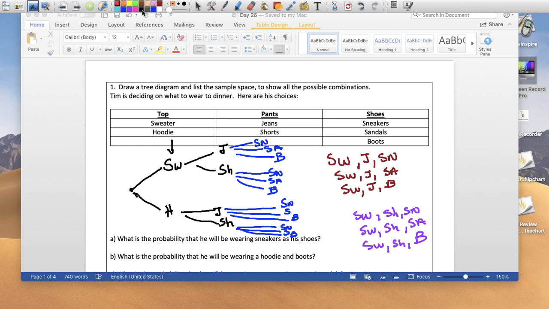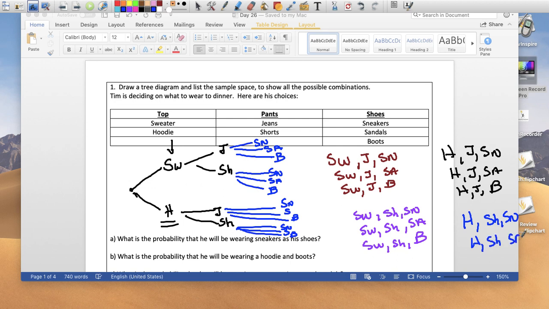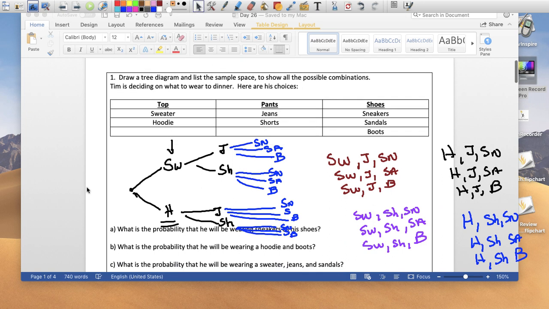Pick another color. Let's pick black here. And at the bottom, we're doing this one. You can have a hoodie with jeans and sneakers, hoodie, jeans and sandals, hoodie, jeans, and boots. And lastly, you can wear hoodie, shorts, and sneakers, hoodie, shorts, and sandals, hoodie, shorts, and boots. So those are all my choices. And I need this because you're going to need it to answer the following three questions.